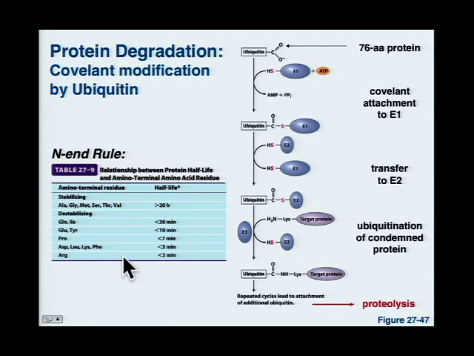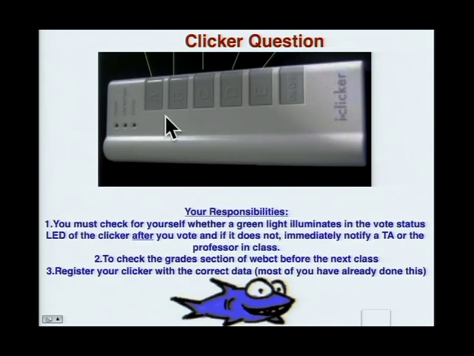So there's some, and we're still trying to understand, okay, something's got to be recognizing what's going on at the N-terminus, looking for certain amino acids, and then interacting with the ubiquitination system to be able to degrade the protein. So protein turnover is an important regulated process.